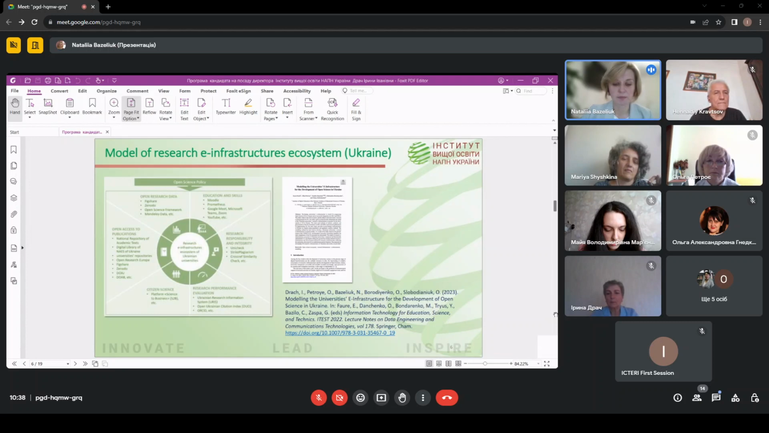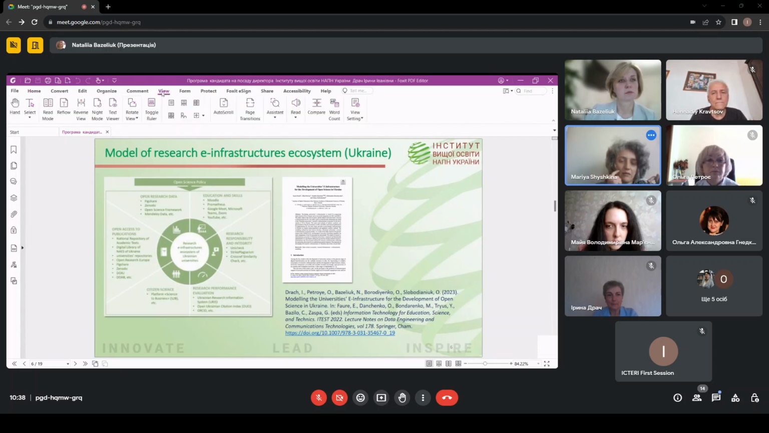Please, maybe you may make it full screen to make it a little bit more scalable.